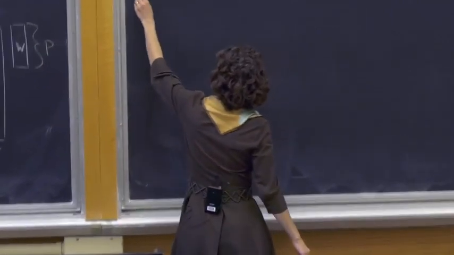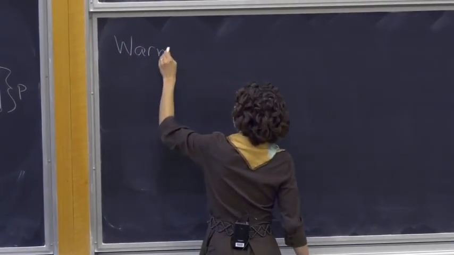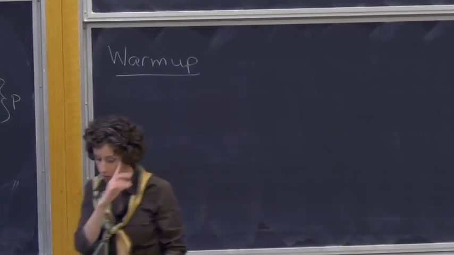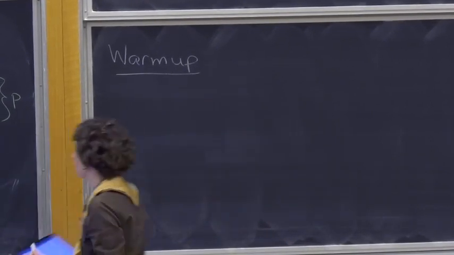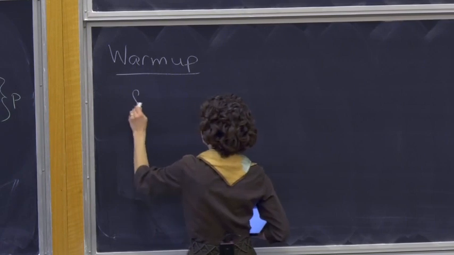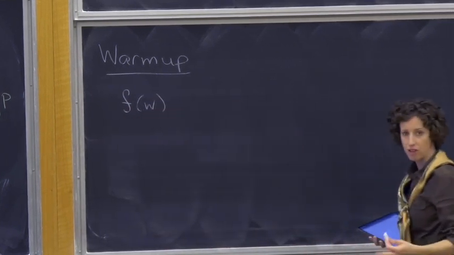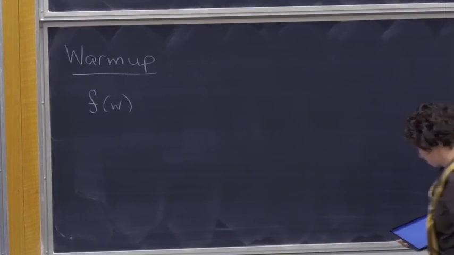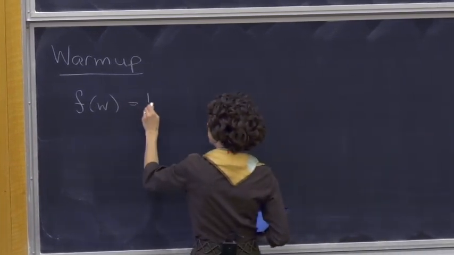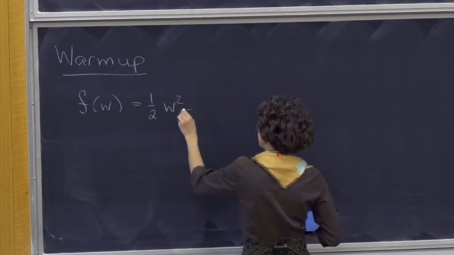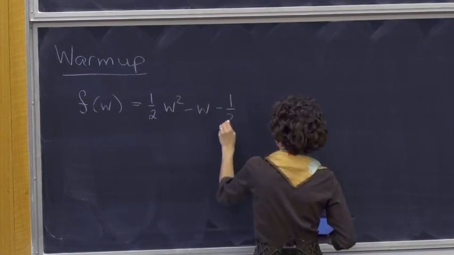So before we do that, let's just do a little warm-up with a simple optimization problem in one dimension. So imagine I've got a function f of w that I want to minimize. I want to find the minimum point of this function. And let's let this function be 1/2 w squared minus w minus 1/2.